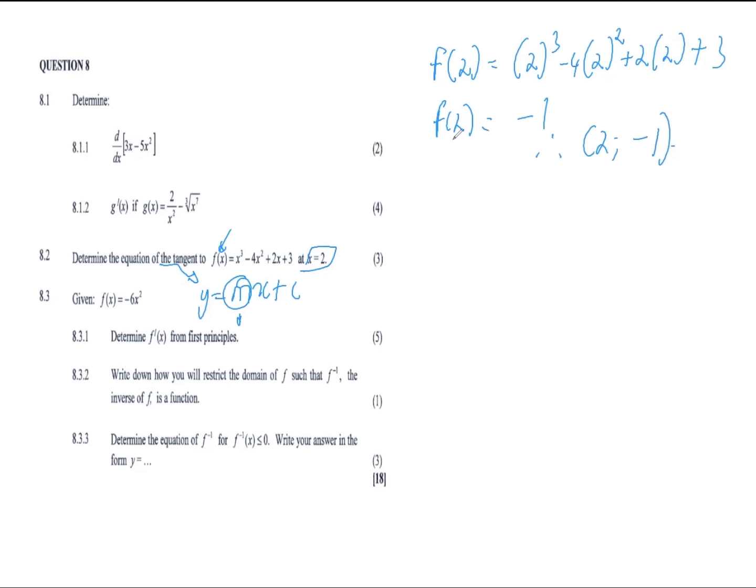Now the next step is to find the gradient. How do we find the gradient? The gradient will be found by doing the derivative, which is your gradient formula. Then this is going to be 3x squared, negative 8x, and then plus 2. But remember, this tangent is occurring at x equals 2. So I'm going to find the gradient of the curve when x equals 2, and that gradient at that particular point will be equal to the gradient of the tangent line.